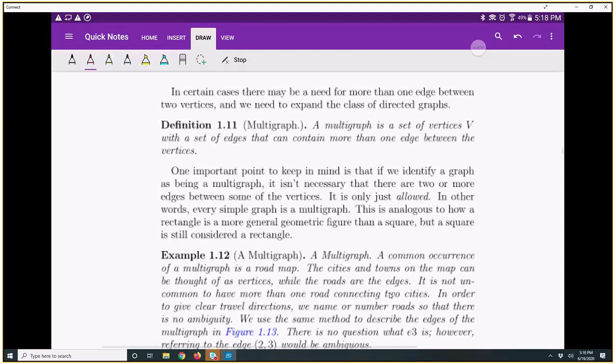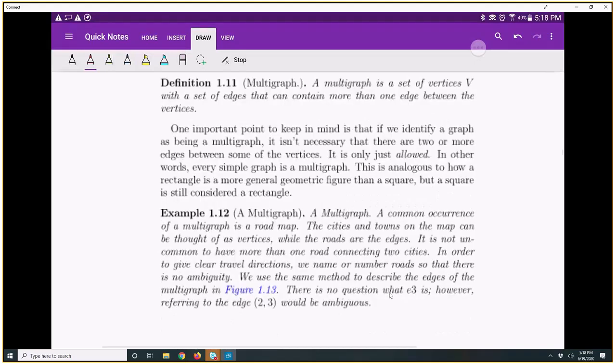In certain cases, it might be necessary to have more than one edge between two vertices. So that brings us to the definition of a multigraph. A multigraph will be a set of vertices, capital V, with a set of edges that can contain more than one edge between the vertices. One note here is that if we identify a graph as being a multigraph, it doesn't necessarily mean that there will be more than one edge between some vertices. It just means that it's allowed to have more edges.